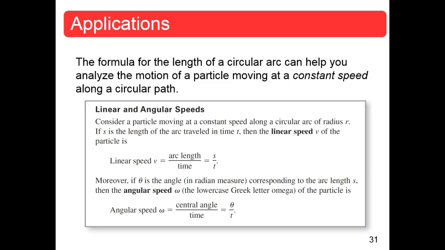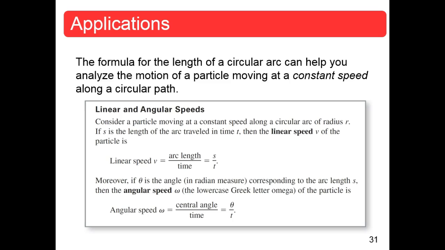Now, since this is radians per second, that's your omega, and this is your linear speed, arc length per second, centimeters per second, whatever that would be. If you multiply this by r, since this is in radian measure, r times this will give you s. So r omega is v. So there's lots of little things you can do with that formula.